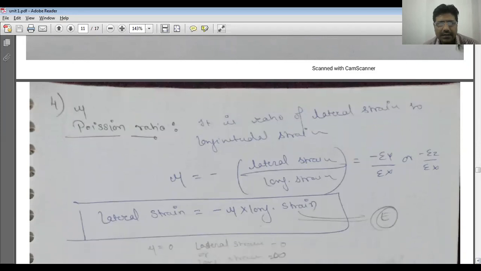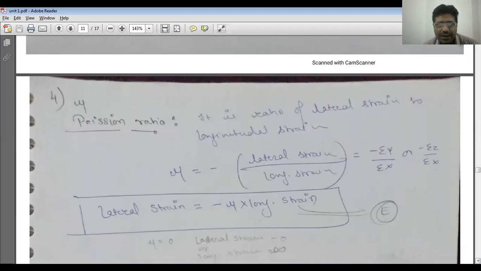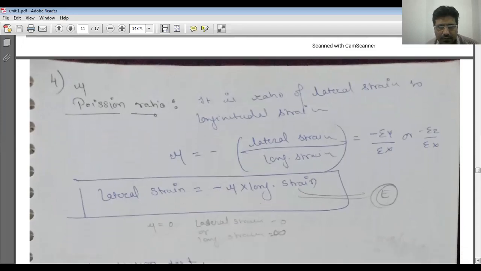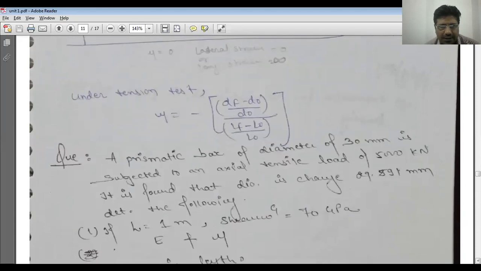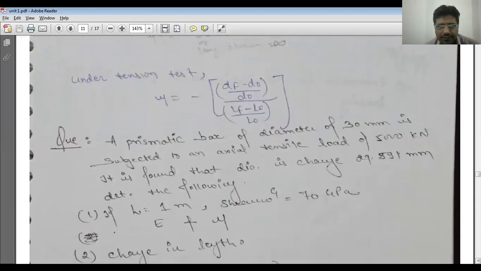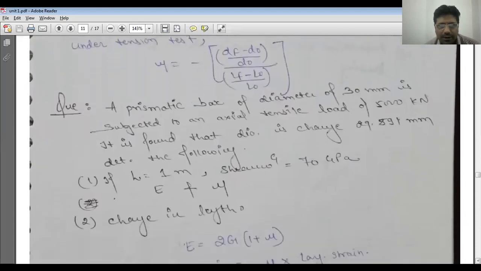Then comes Poisson's ratio. Poisson's ratio is the ratio between two types of strains. One is lateral strain, another is longitudinal strain. Lateral strain means the strain across the width, and longitudinal strain is the strain alongside the length of the part.